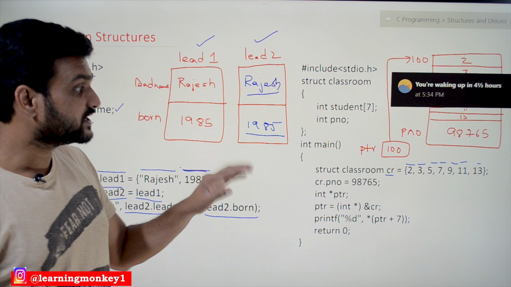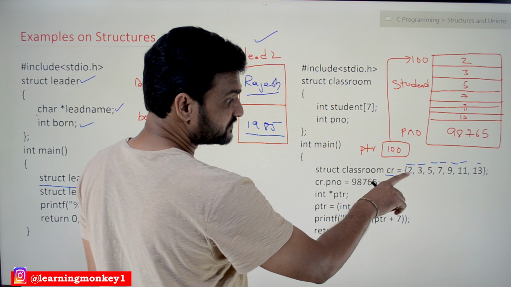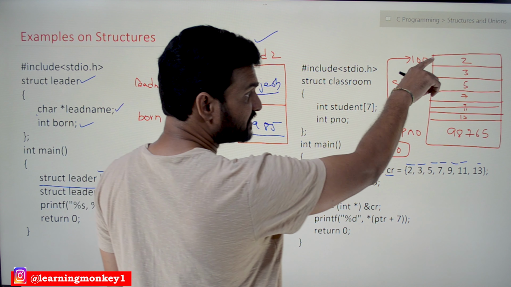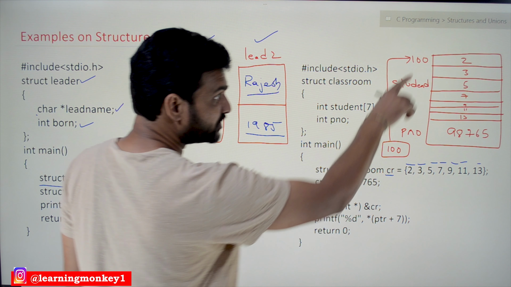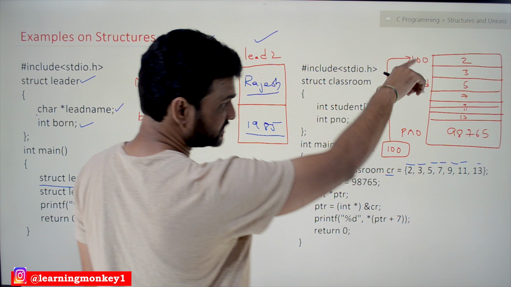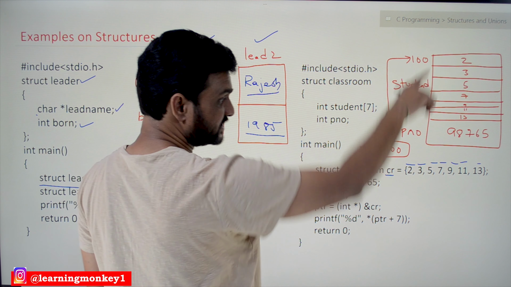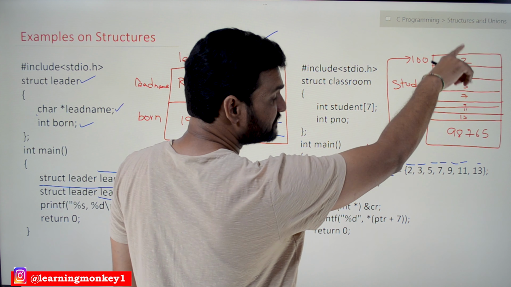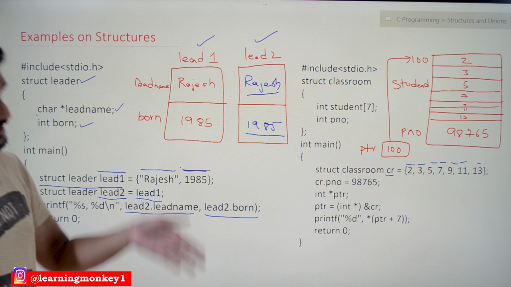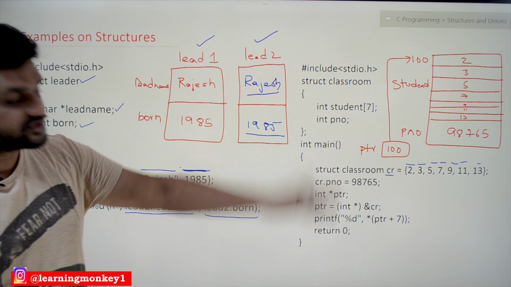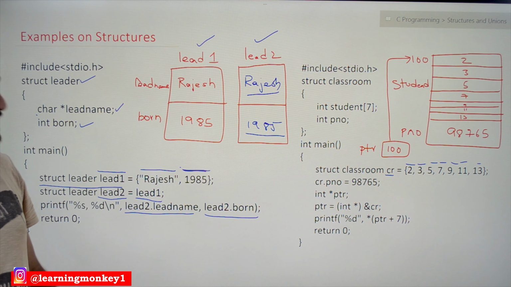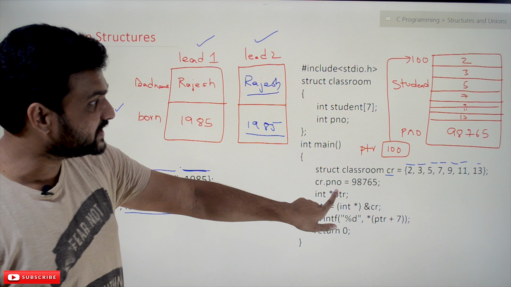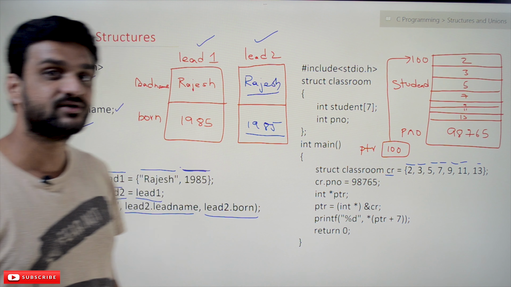Because we are starting from the first memory location. CR is going to point to the first memory location. All these 7 values will get assigned one after the other. And after that CR dot p number is equal to, this will get assigned here.